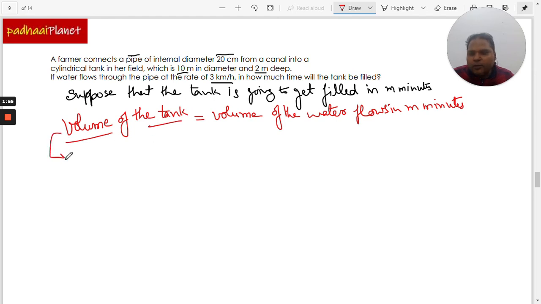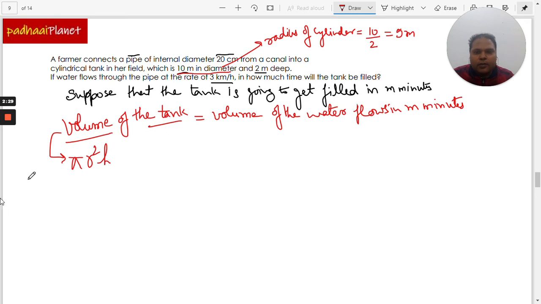Now that's equal to pi r square h. That's the formula which we already know for the case of cylindrical vessel. Now the diameter is 10 meters, right? That's the diameter of the cylinder. So we can say that the radius of the cylinder is going to be 10 over 2, and that's like 5 meter, right? So we can say pi 5 square, multiply times h, that means 2 meter, so that's like 2. So this will come to 50 pi meter square. That's the volume of the entire tank. Now this will get filled in m minutes.